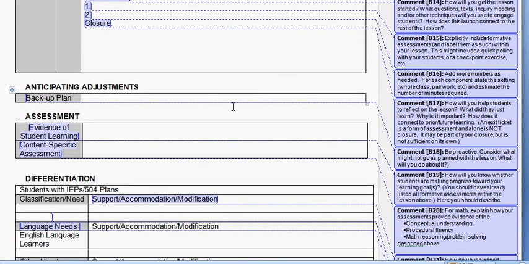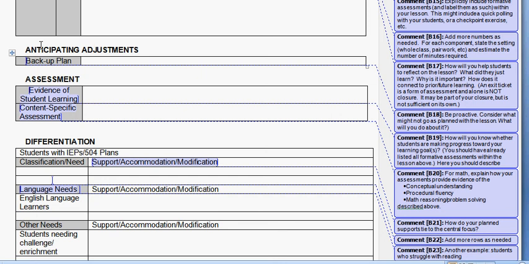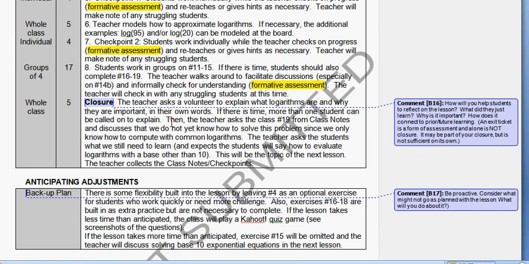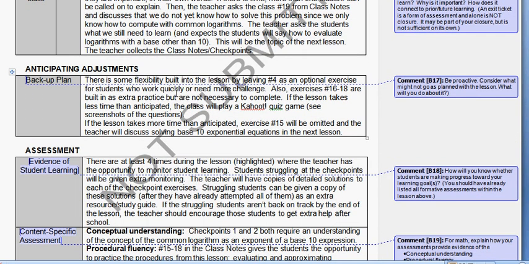Okay, we're getting there. We're almost done. So the next part is to anticipate any adjustments that you might need, so a backup plan. I'll give you an example. There's some flexibility built into the lesson with an optional exercise for students who work quickly or need more of a challenge. If the lesson takes less time than anticipated, the class will play a Kahoot game. If the lesson takes more time than anticipated, then a certain part of the lesson could be omitted.